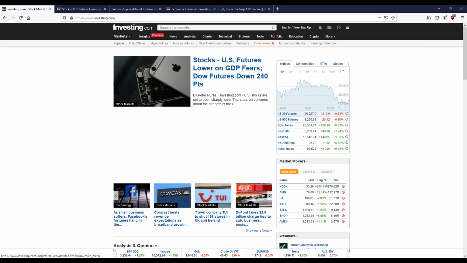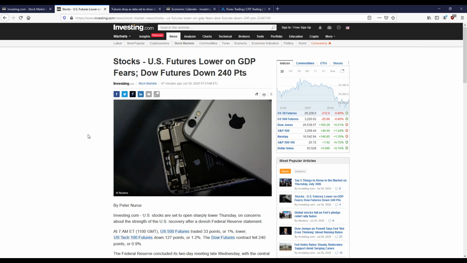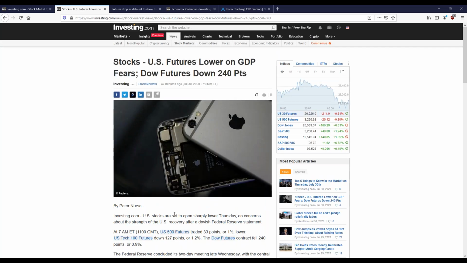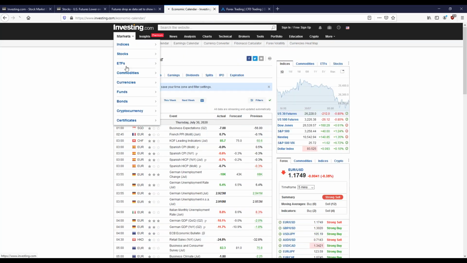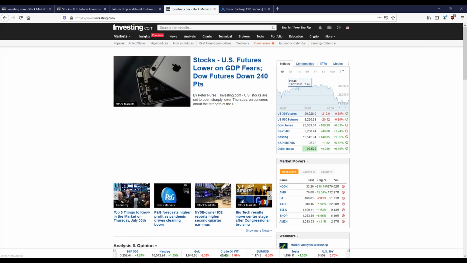So if we click on this article, which I already did here, what do we see? US futures lower on GDP fears. What's GDP? Gross domestic product. Okay? So there's a whole article about it. When are the GDP numbers coming? Well, we can look right here on the economic calendar. When you're on investing.com, here, I'll go to the main landing page. Here's the main landing page. You click on economic calendar right up here.